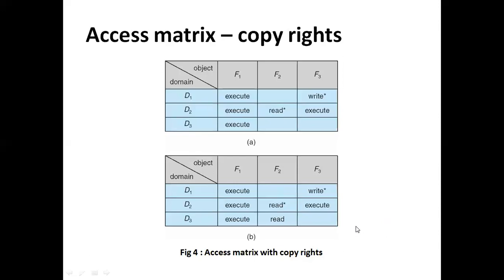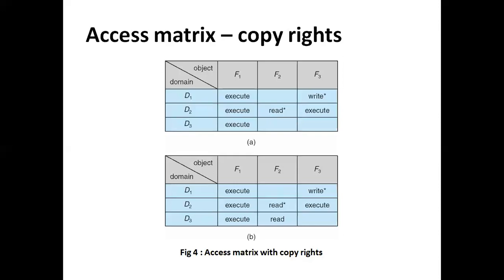There are two variants of the copy operation: one is transfer and the other is propagation. In the transfer variant, once the access right is copied from one domain to another, it is removed from the original domain. Let's say you are copying the access right read from D2 to D3. If it is a transfer copy, it will be removed from D2. It is transferred to D3. You are transferring the copy right.